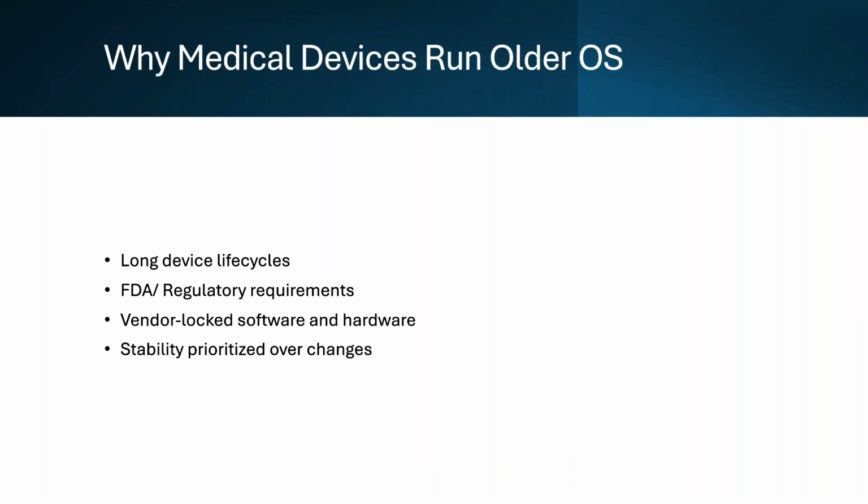The operating system that was current when the device was manufactured may be several generations old by the time the device reaches midlife. Second, the FDA regulatory requirement creates barriers for updates. When a device receives FDA clearance, that clearance is for a specific configuration, including the operating system version. Changing the operating system may require revalidation, which is time-consuming and expensive.